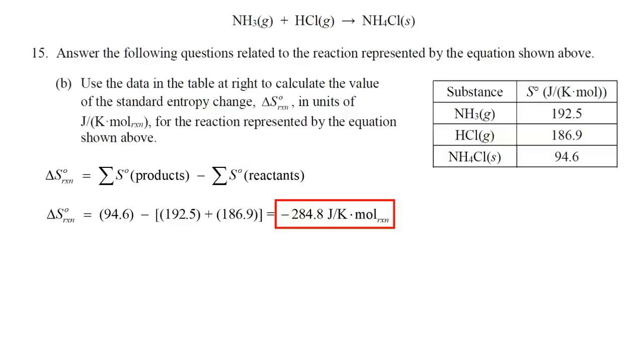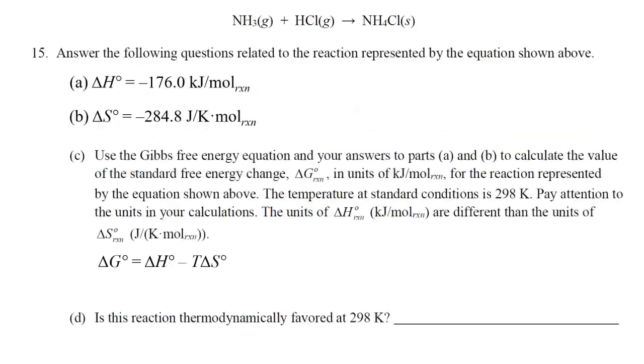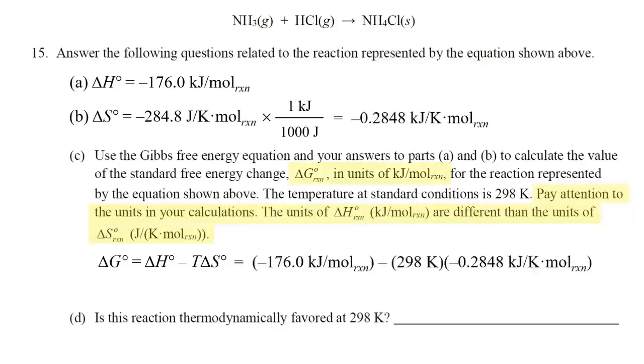Now that we have our answer for delta H from part A and our answer for delta S from part B, let's go ahead and plug in the appropriate numbers. Again, let's make sure we don't make that mistake about units. So for delta H, it's going to be negative 176.0 kilojoules per mole of reaction. And then after we divide by 1,000 to convert from joules to kilojoules, the number for delta S is negative 0.2848 kilojoules per Kelvin mole of reaction.